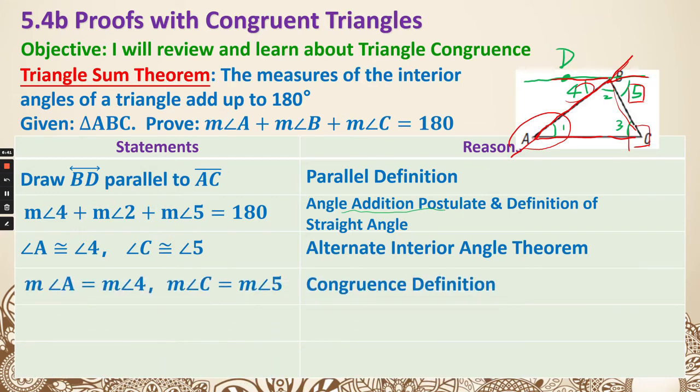Next, because they're congruent, we can say angle A, the measurement angle A is the same as angle 4. The measurement angle C is the same as the measurement of angle 5. So that is congruence.